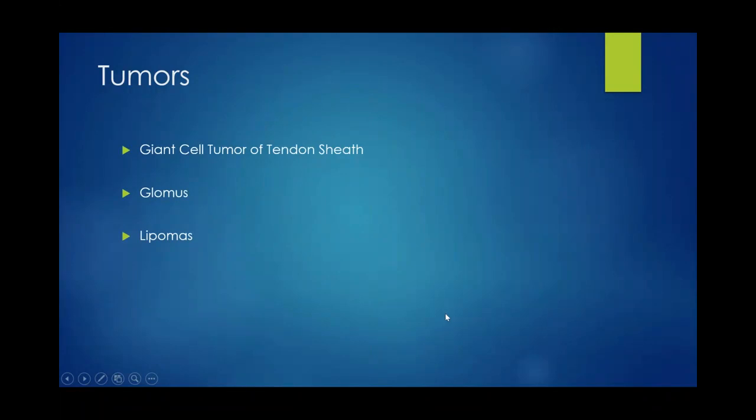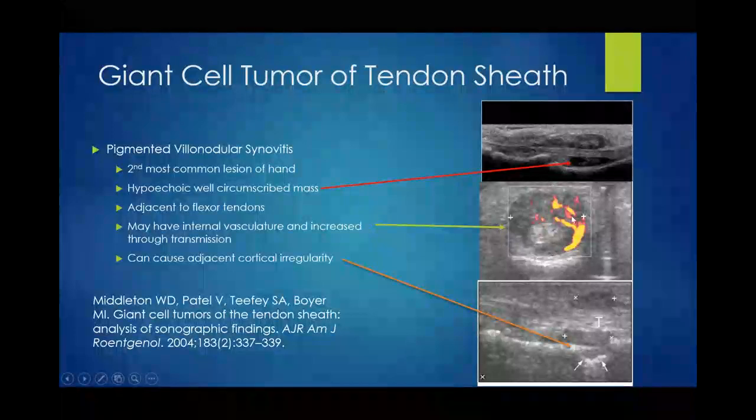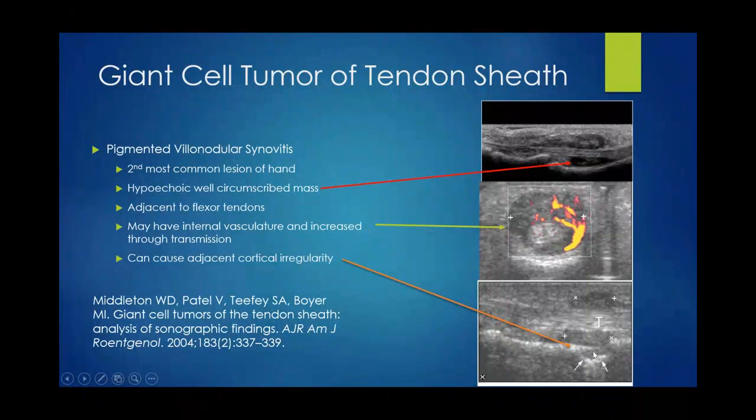Fortunately, tumors about the hand are usually benign. We'll discuss 3 of them. Giant cell tumor of the tendon sheath is essentially pigmented villonodular synovitis. It involves the flexor tendons, where you'll see this hypoechoic to anechoic swelling around the tendon. It may have increased Doppler signal and may cause erosion of the adjacent bone.